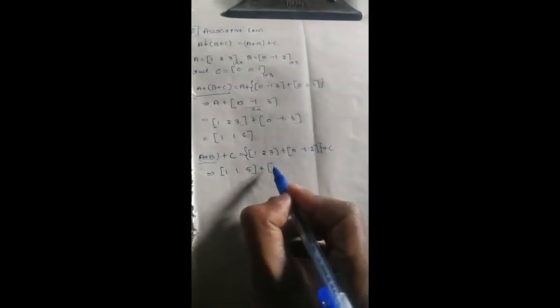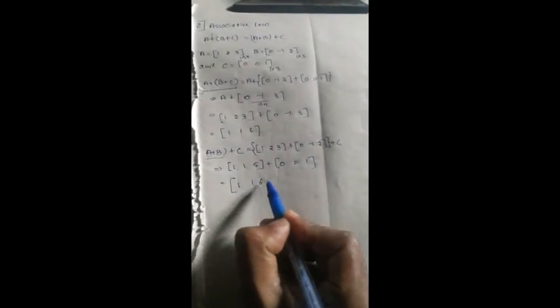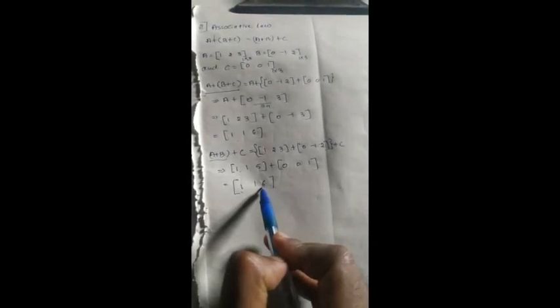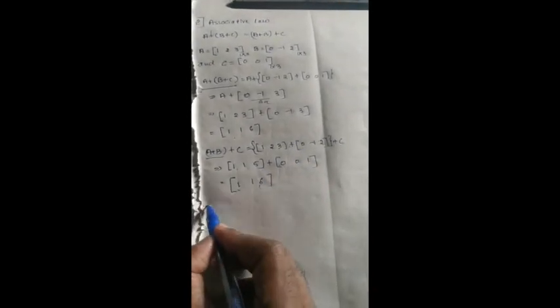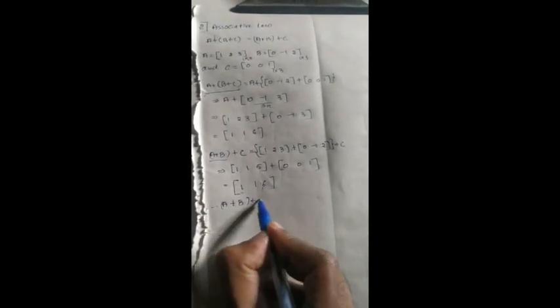What is C? C is having 0, 0, 1. Then 1 plus 0, 1. 1 plus 0, 1. 5 plus 1 is 6. So A plus B plus C is equal to A plus B plus C. Therefore we can say that A plus B plus C is equal to A plus of B plus C. So here also associative law exists.